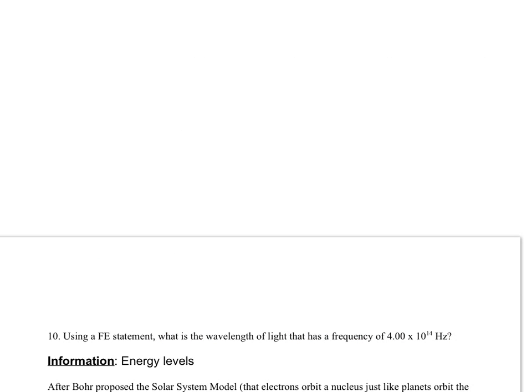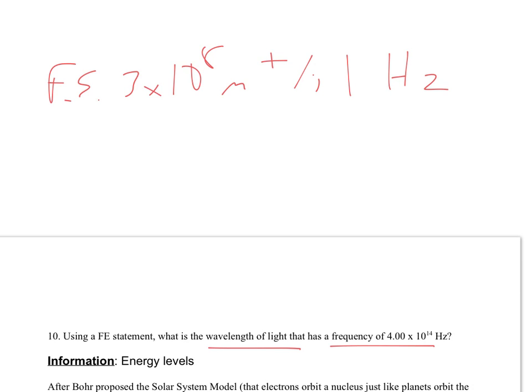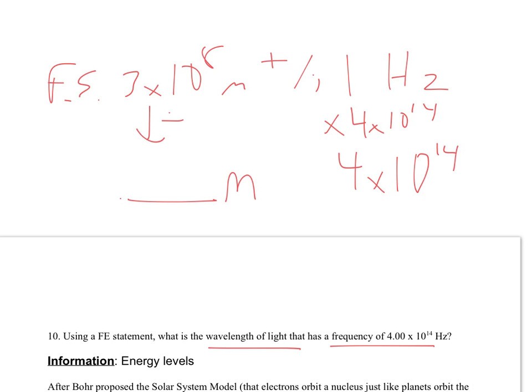And then the last question: using a for every statement, what is the wavelength of light that has a frequency of 4 times 10 to the 14th hertz? Well, again, the speed of light is a constant. For every 3 times 10 to the 8th meters, there is 1 hertz. They want to know the wavelength this time, when the frequency is 4 times 10 to the 14th. Well, the frequency went up by 4 times 10 to the 14th, which means the meters will be divided by 4 times 10 to the 14th, because it is the inverse function.